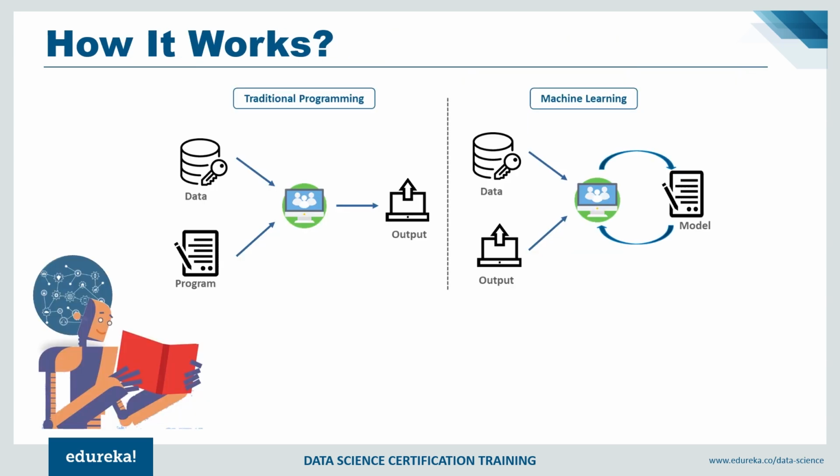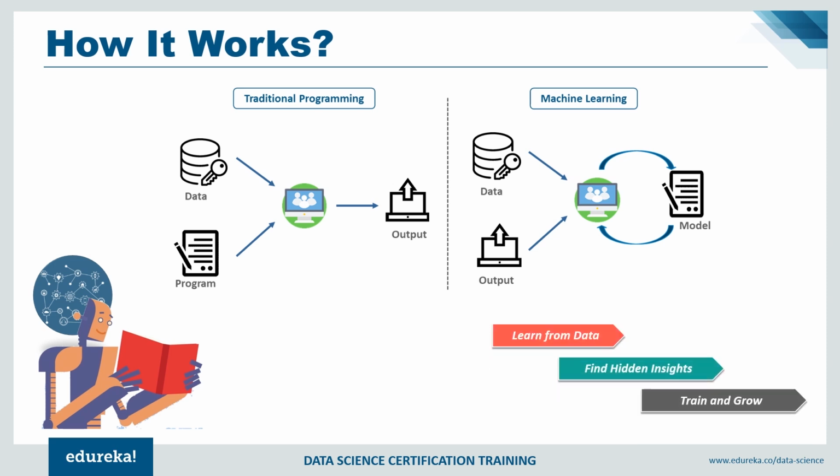Now let's understand how exactly it works. In the diagram given here, we have traditional programming on one side and machine learning on the other. In traditional programming, we used to provide the data and the program, and the computer would generate the output. Things have changed now. In machine learning, we provide the data and a predicted output to the machine. The machine learns from the data, finds hidden insights, and creates a model. Then it takes the output data again, reiterates, trains, and grows accordingly, so that the model gets better every time it is trained with new data or new output.